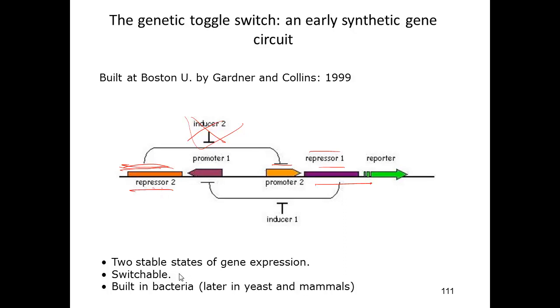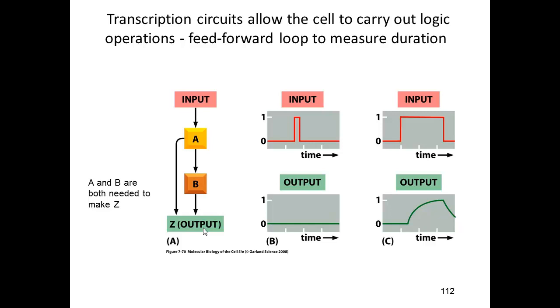This is a switchable circuit by adding either inducer 2 or inducer 1, and the analogy we talked about is a light switch, where you flip the switch and the lights are on until you decide to switch the light off. The third type of circuit we looked at was a feed-forward loop, and this is a safety design circuit which requires two inputs, both A and B, to drive the synthesis of Z. And the reason might be that if Z is a toxic molecule or something very important, you don't want to make it transiently or by mistake. If a mistake is made, usually it's only made for a short time.